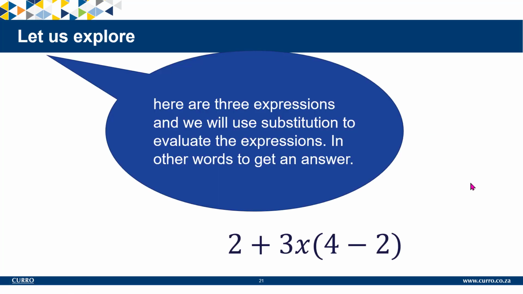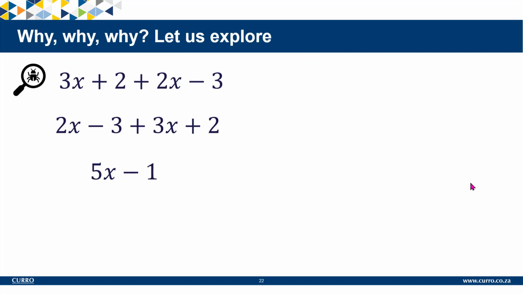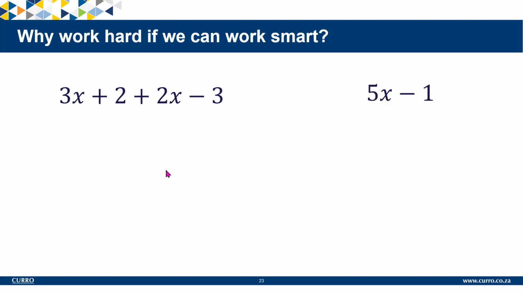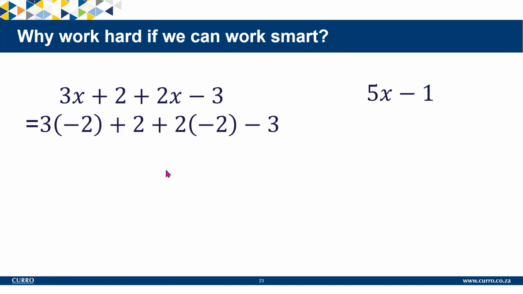Here are 3 expressions, and we will use substitution to evaluate the expressions. In other words, to get an answer. Okay, so there is an expression, the first one, the second one, and the third one. They look different, yes. Do you like the last one the best? I know why, because it's the shortest, right? So let's check this out. Let's see if these two expressions give us the same answer. So let's choose any x. We'll choose x as negative 2. Remember, if you substitute, put the answer in brackets. So everywhere where there's an x, a negative 2 in brackets.